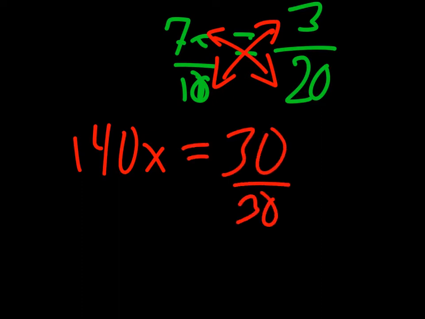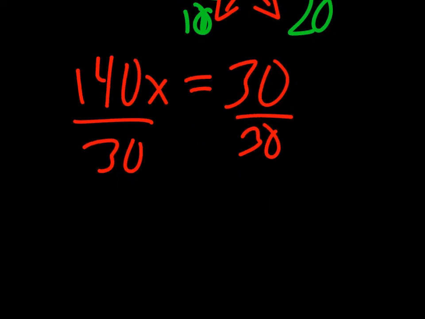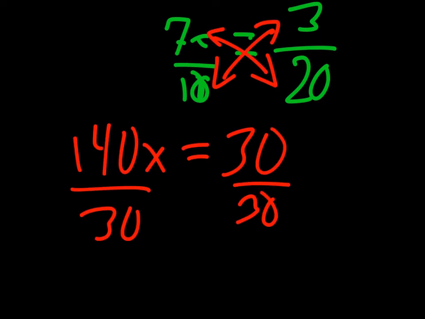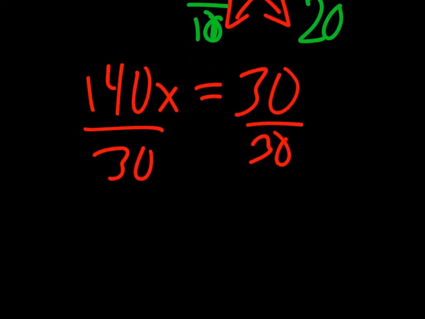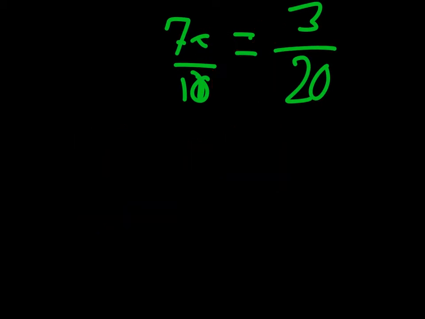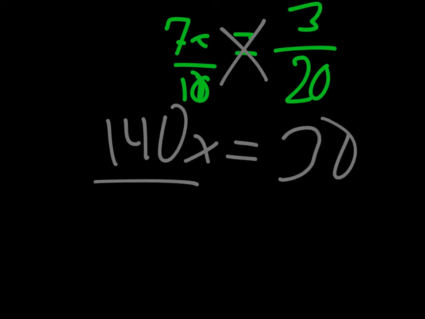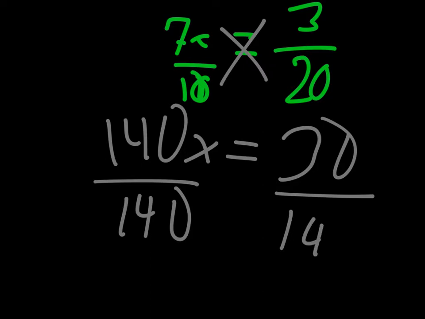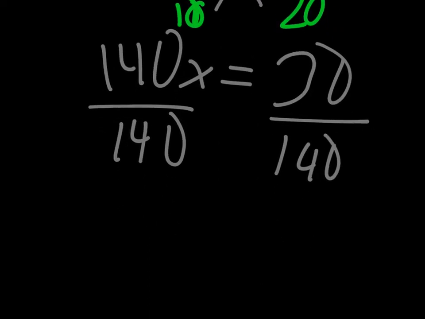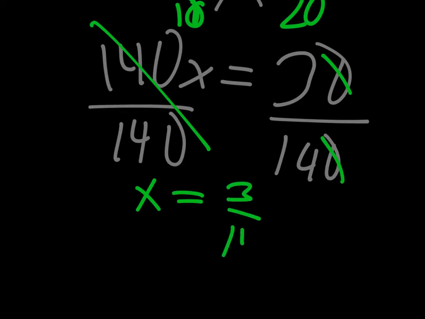Now we divide on both sides. I'm sorry, the other way around. Actually, no, take that back. Draw it again. 3 times 10 and the 7 times 20, right? So we get 140x equaling 30. We divide by 140 on both sides, because we want to get the variable by itself. Now, this goes away. We get x by itself equaling 30 over 140. This 0 cancels with that 0, leaving us with just 3 over 14.